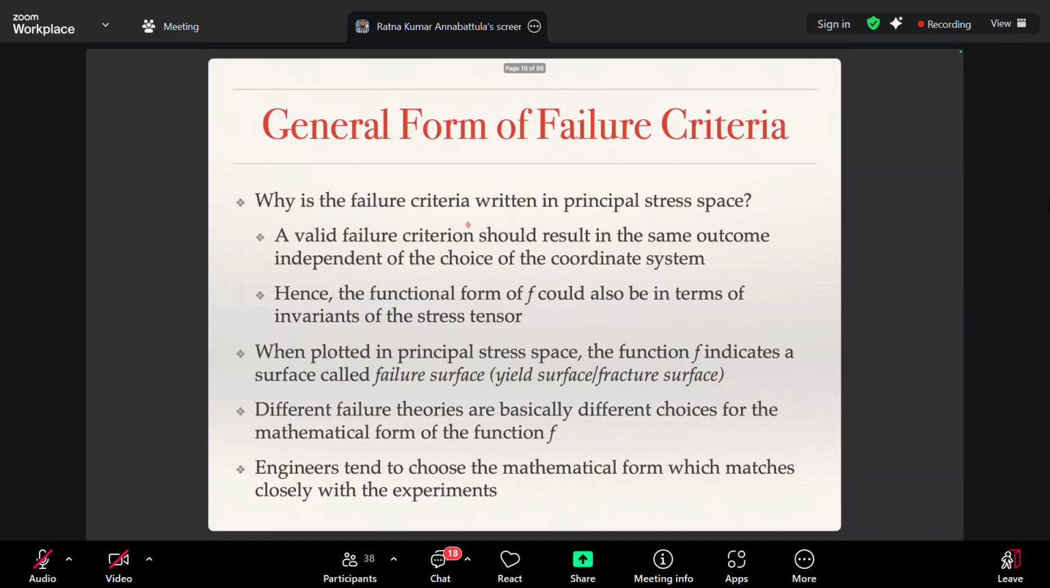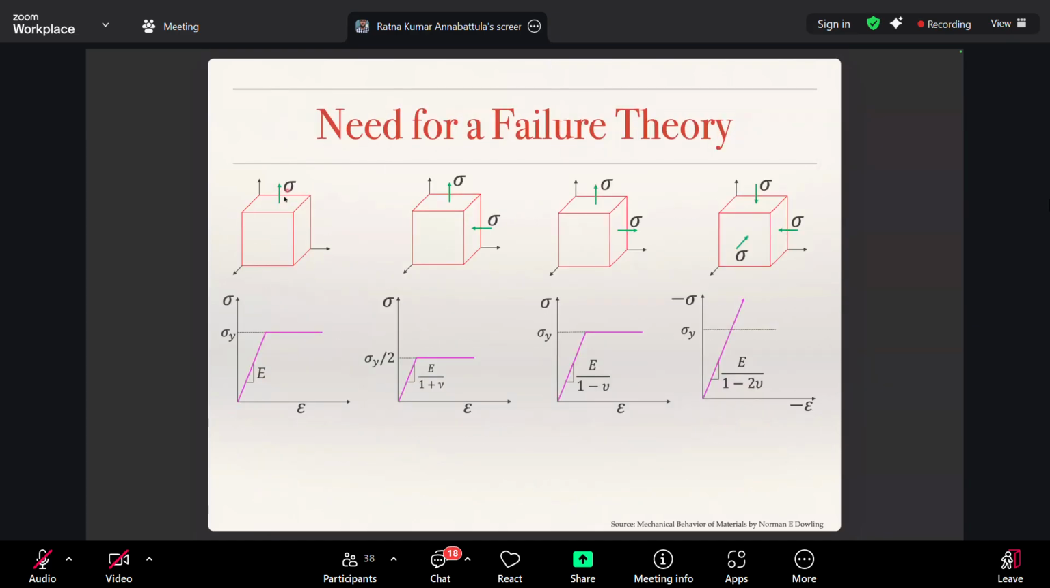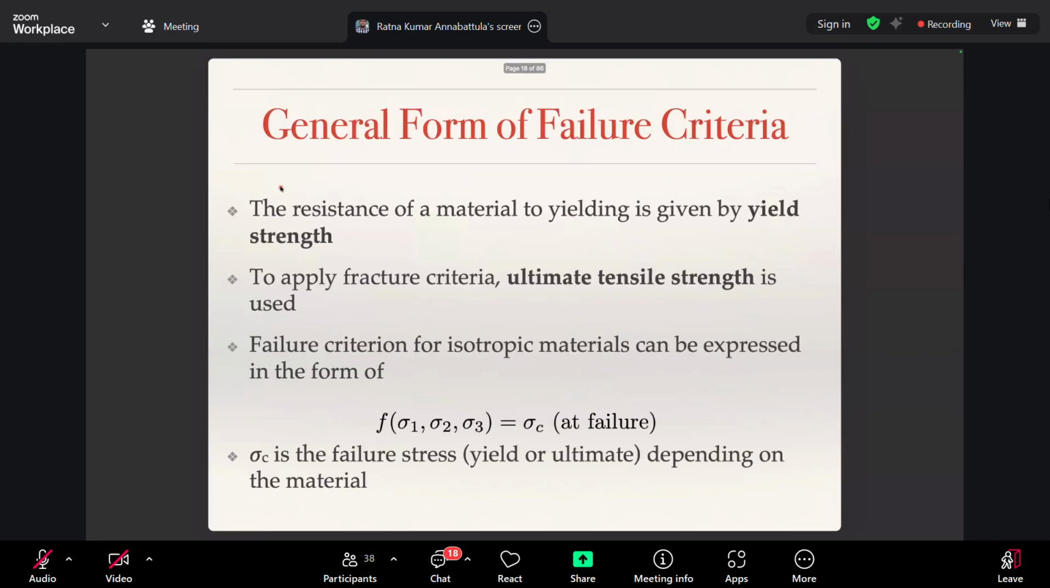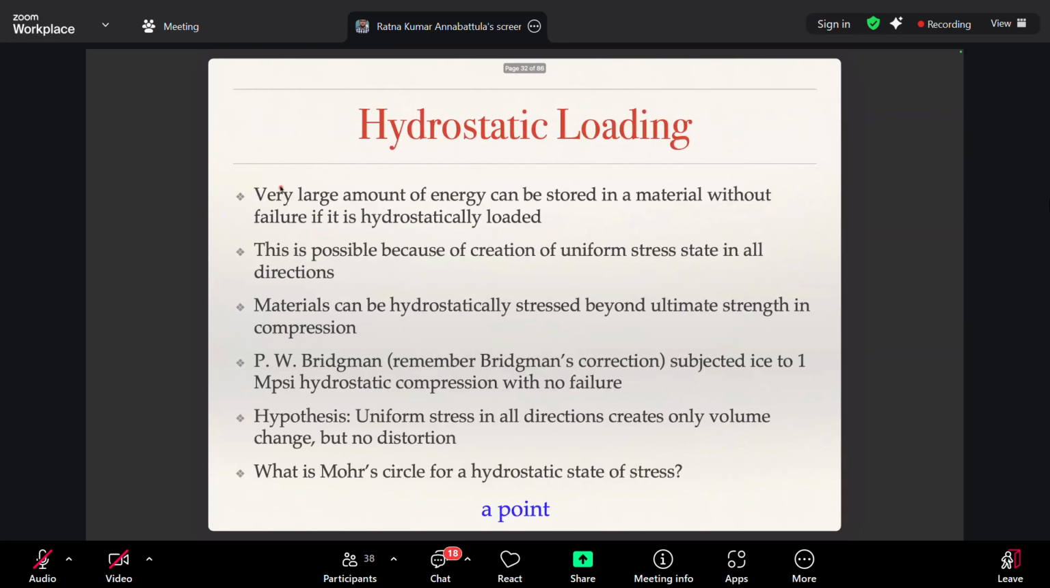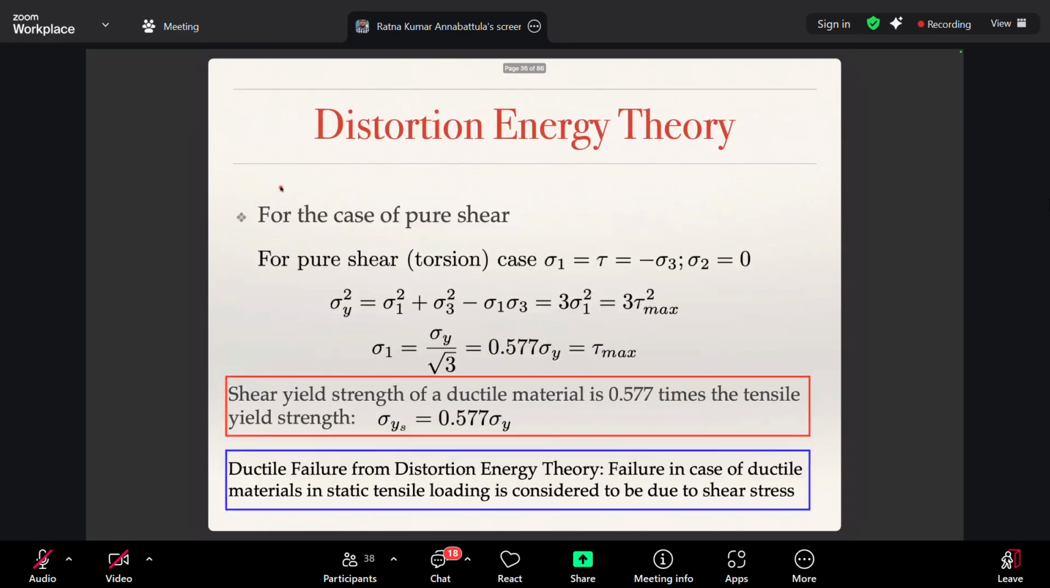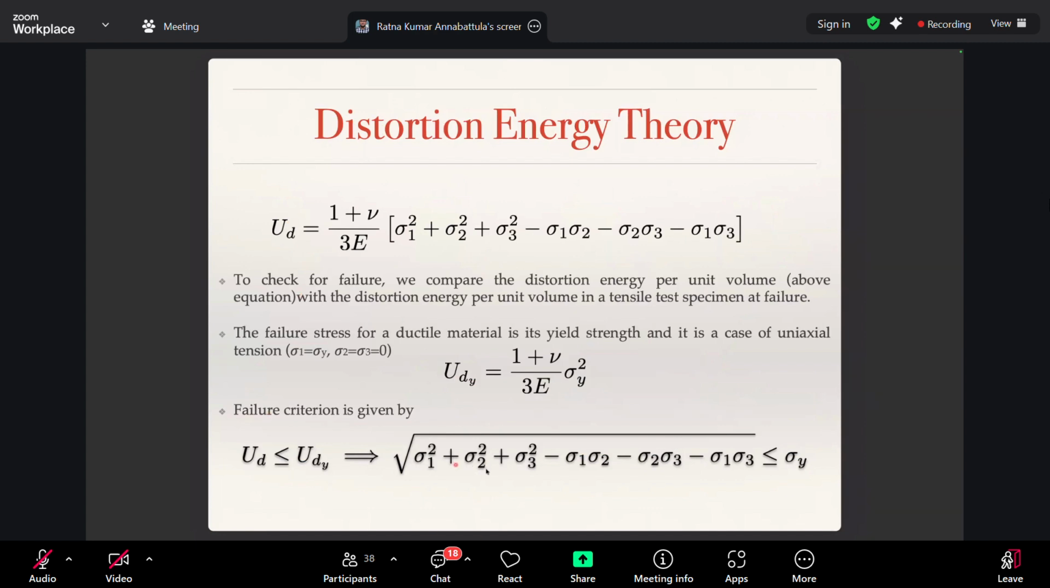If you look at this fellow, what is the load that is applied? Sigma. Uniaxial tension test. Let us now use our formula. Please note down the formula, that is square root of our condition for failure is this: sigma 1 square plus sigma 2 square plus sigma 3 square minus sigma 1 sigma 2 minus sigma 2 sigma 3 minus sigma 3 sigma 1 should be equal to sigma y. That is the condition for failure.